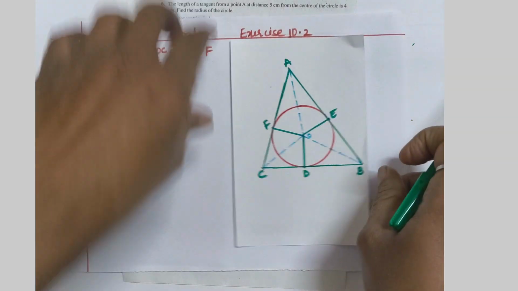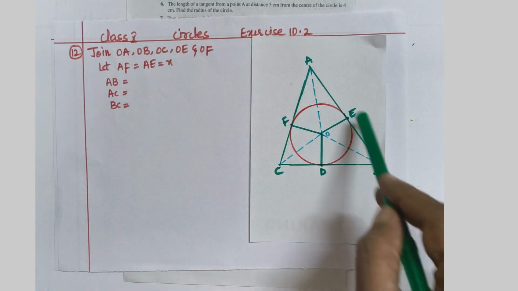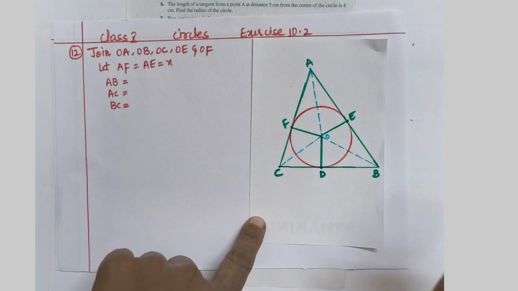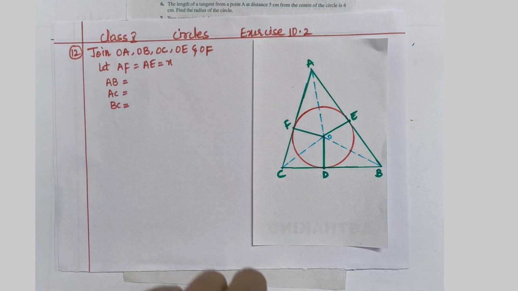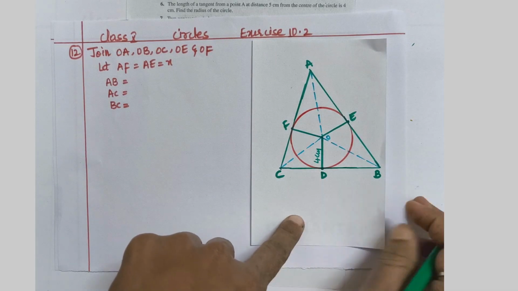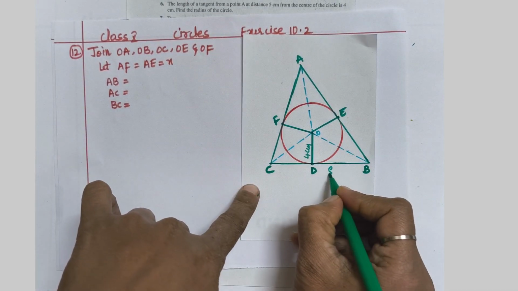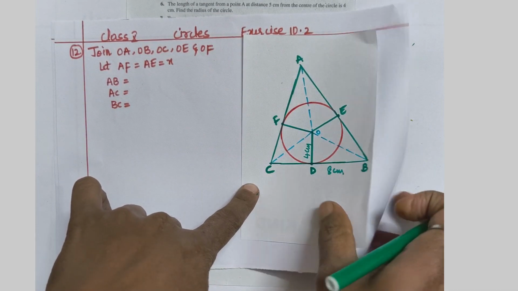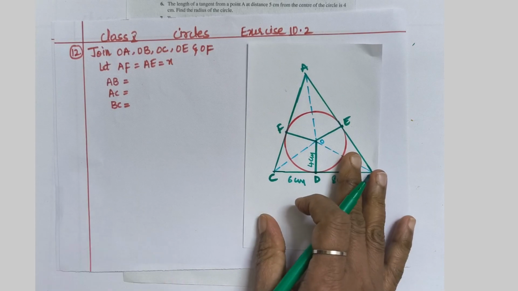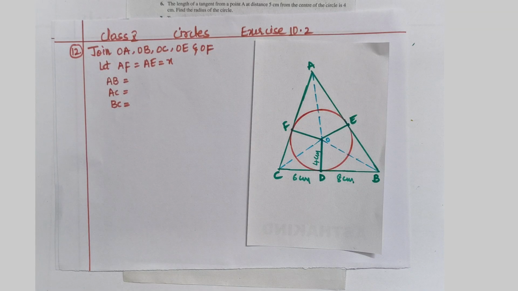Now see, I have drawn the diagram. Listen carefully, I will repeat once again. Triangle ABC is circumscribing a circle, and the points D, E, F are where it meets the sides. The circle radius is 4 centimeters. BD is given as 8 centimeters, and DC is 6 centimeters. The question is, we will find the length of AC and the length of AB.